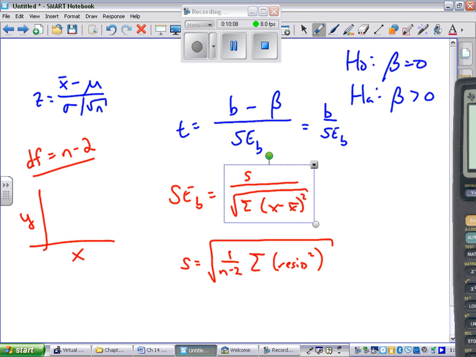S stands for standard deviation. Now, we've talked about S of x before. That's the standard deviation of x. It tells me how far all the x's are from the mean. The standard deviation of y tells me how far all the y's are from the mean of y.